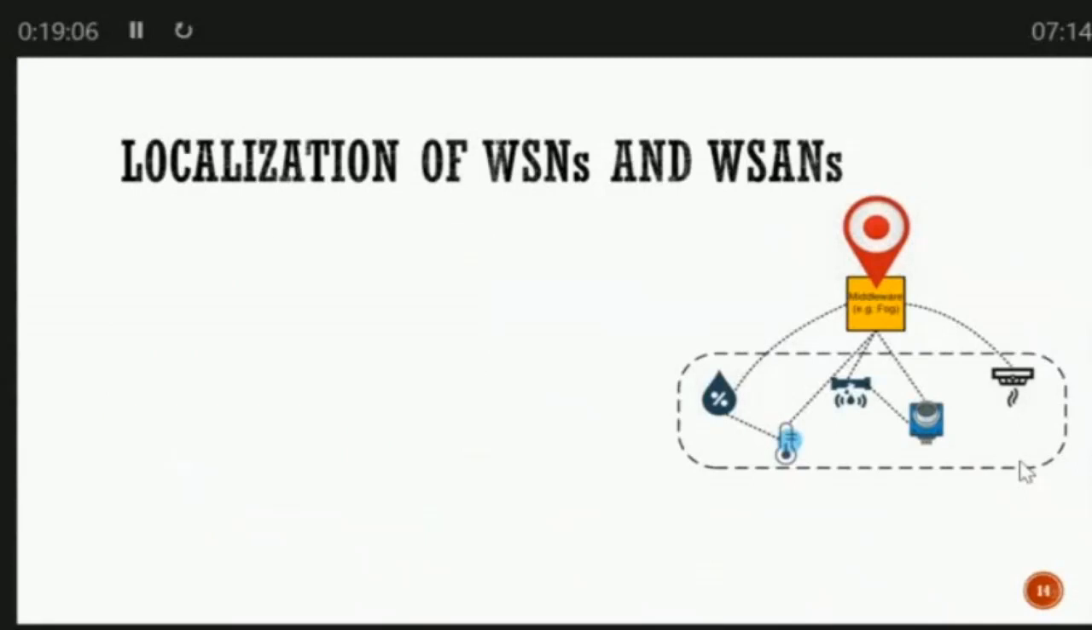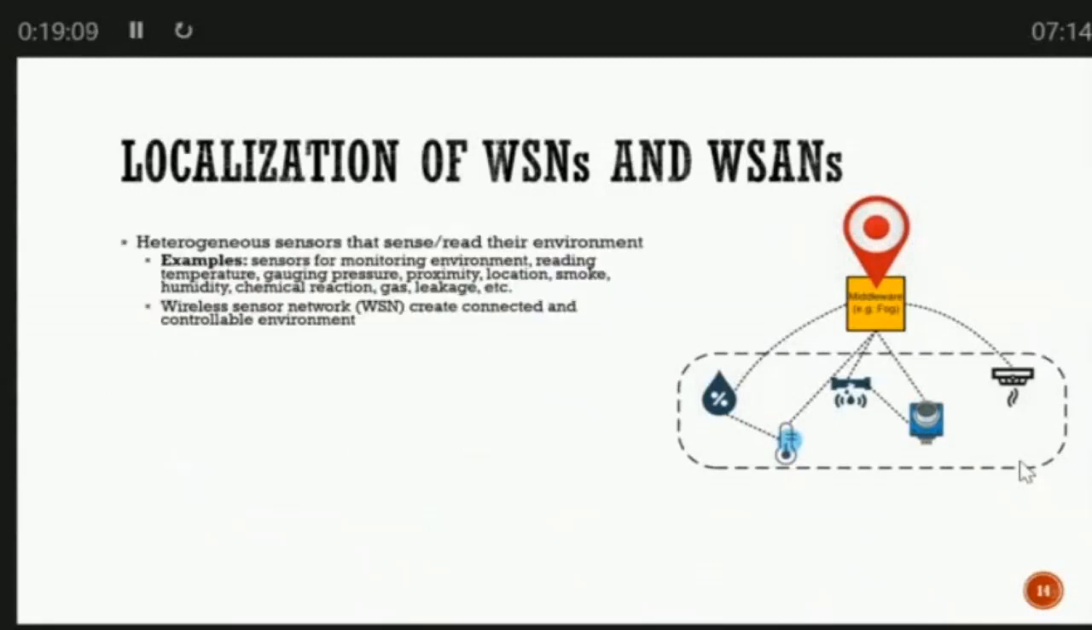In an industrial setting, as we learned, if it's a smart factory, if it's an industry, then you have different types of sensors deployed in that industry. The sensors would be related to monitoring the environment, for example, CCTV cameras. They would be related to temperature, pressure, location, smoke, leakage, chemical reaction, humidity, etc. All this stuff. So you can assume that there would be hundreds of sensors deployed in an industrial setting.